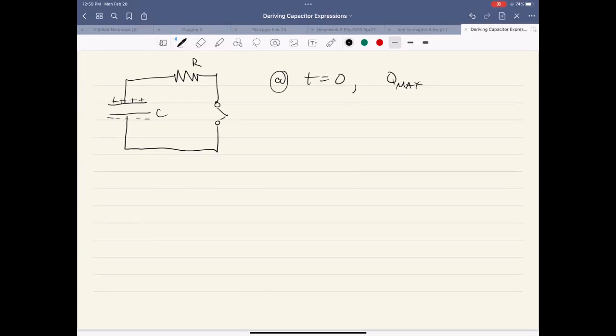And at t equals 0, you have that max charge on the capacitor, and then the switch is closed. At that point, the capacitor starts to act as the source of EMF for the circuit, right? So it's powering your circuit. Now, what happens is the current is going to leave from the positive plate of the capacitor and flow away. So that's going to be the direction that the current flows in that circuit. It's going to go clockwise here.